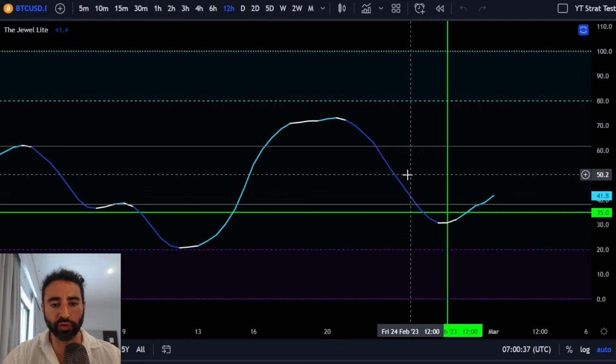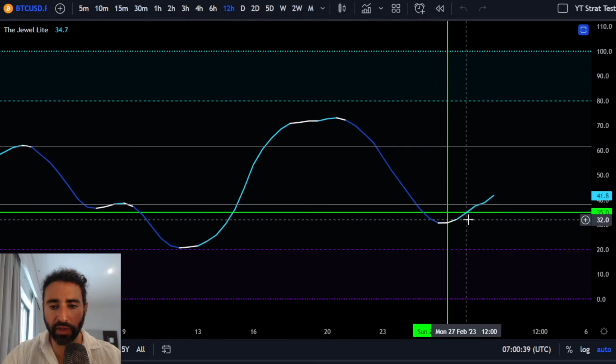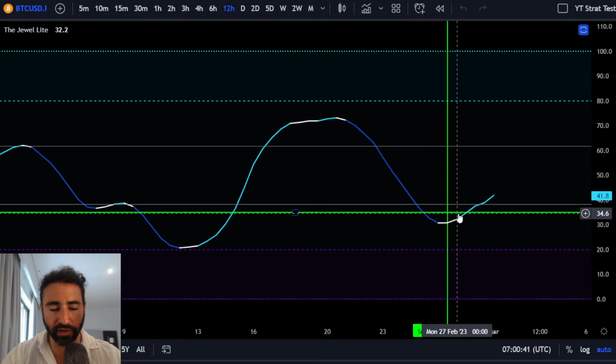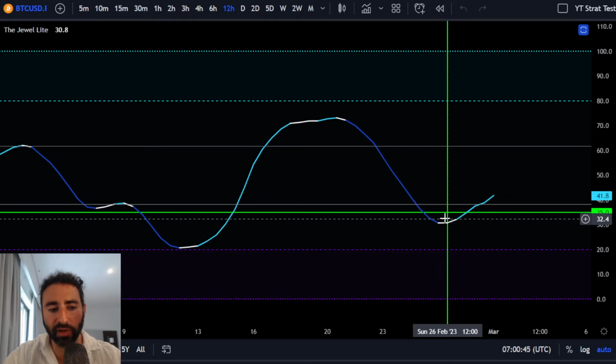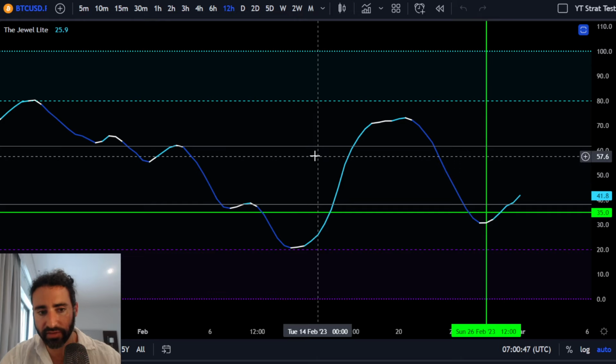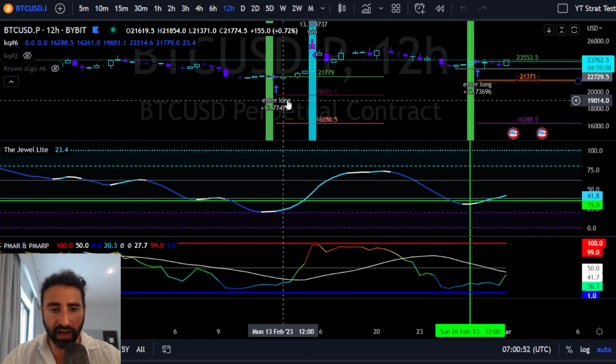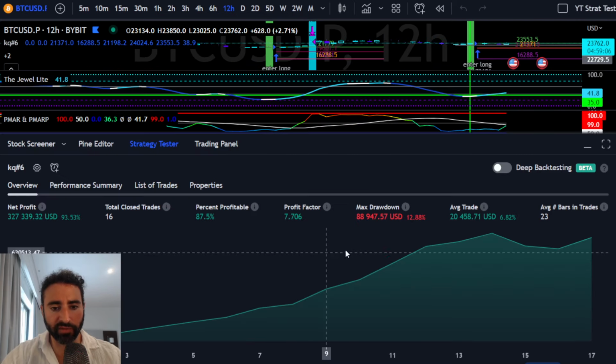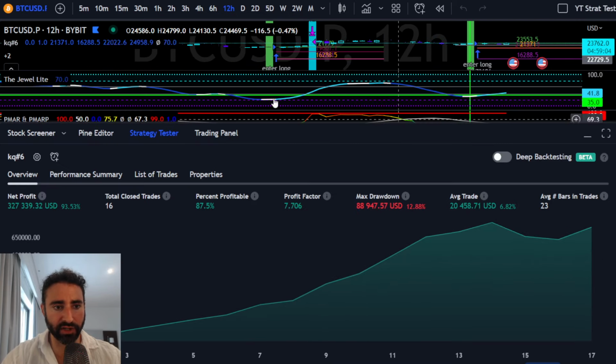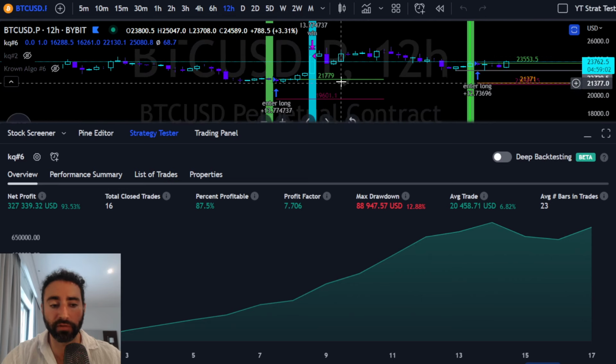Well, the setup is this. Anytime that we've seen the Jewel Light on the 12-hour time frame come below the 35, which, by the way, this strategy is freely available on the YouTube channel from like 4 or 5 months ago now, and then turn white below that on the first tick alongside a daily uptrend, well, we've observed some pretty nice statistics that suggest that things are likely to trade further north from there.